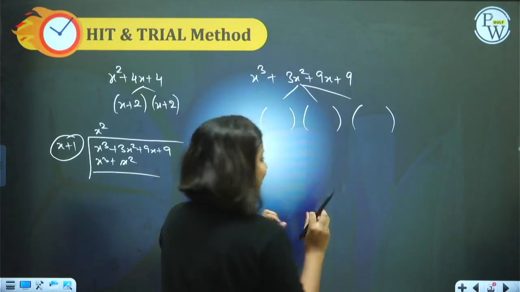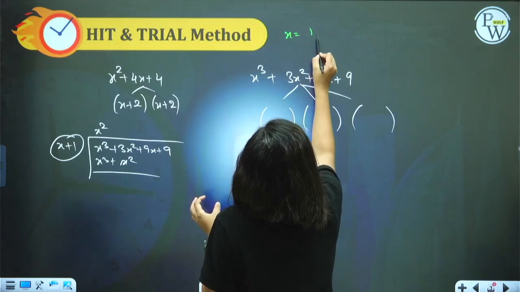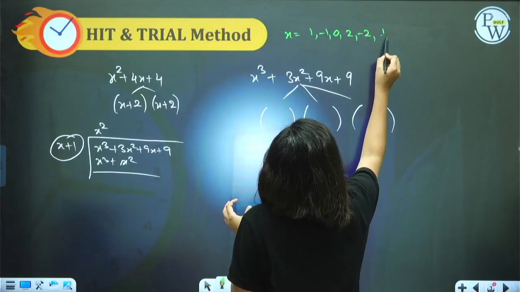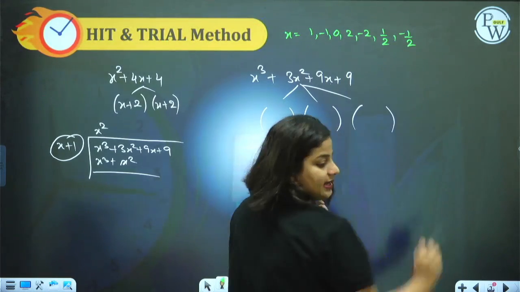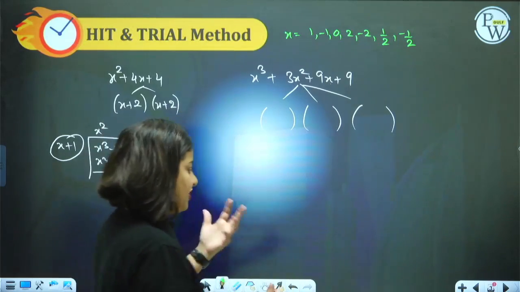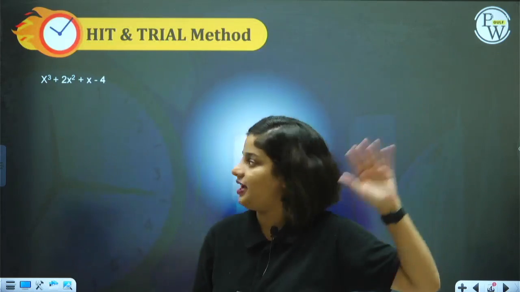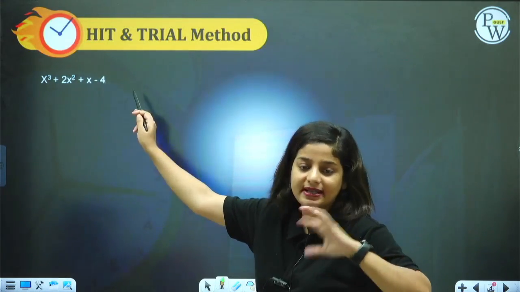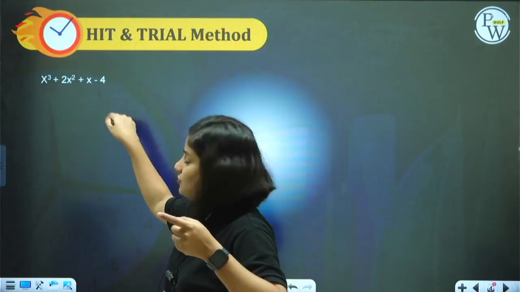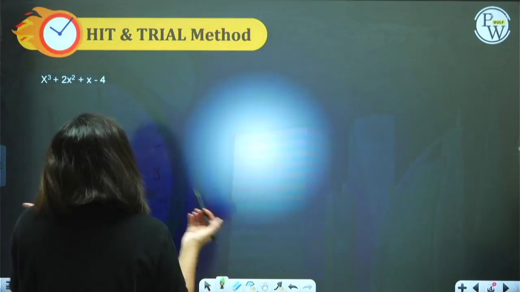Guys, generally we take values like 1, minus 1, 0, 2, minus 2, half and minus half. These are the values which we generally check, which we generally hit. Example, here is a first cubic equation. Can you say it's cubic? x cube plus 2x square plus x minus 4. We want to find the factors of it. That is, simplify this cubic equation.